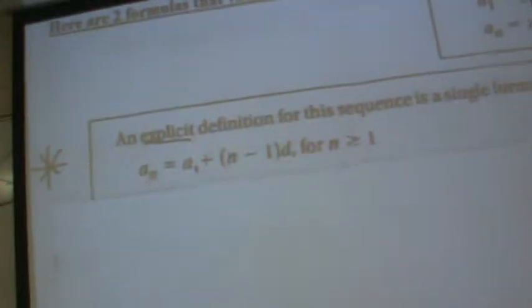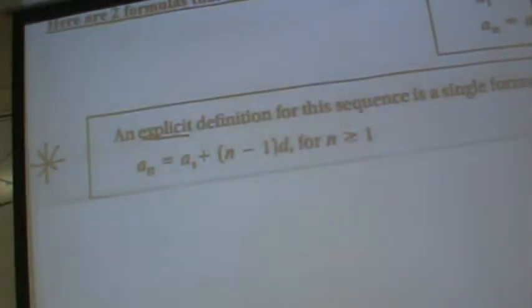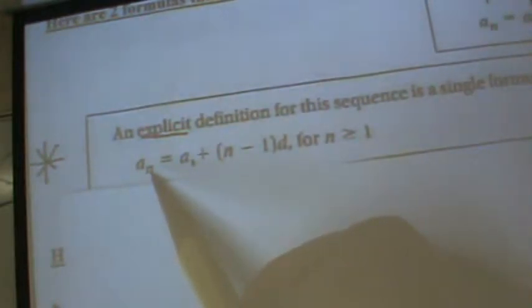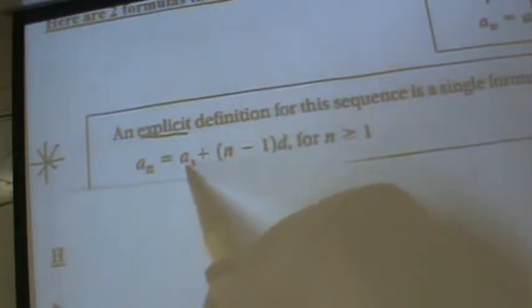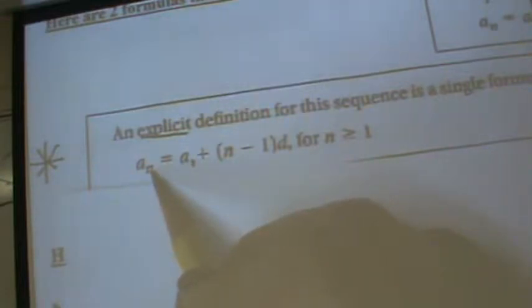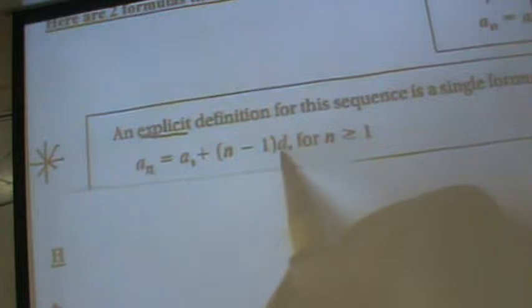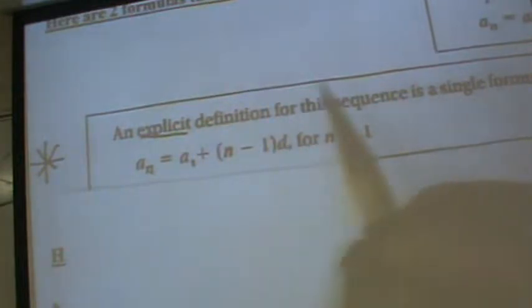Okay? Whereas the explicit formula is nice because you can find any term in the sequence. And how you do that is a sub n, that little n value, that subscript, that is the term you're looking for. So if you want to find the 100th term, you would do a sub 100 is equal to the first term plus, this n value is related to that n right there. So it's 100 minus 1 times the common difference. Okay? So the first thing we did, just really quick review.